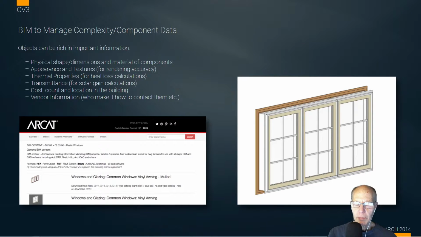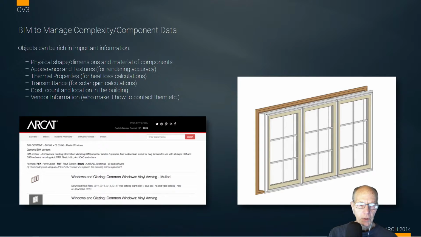Its thermal properties: how much heat it will lose, how much transmittance, how much light it will let through. And it can become much more sophisticated in the future, and I'm sure it will, down to cost, count, location in the building, and vendor information. It could be, are they on order? Are they coming? The model might know where the logistics of the components are in the project.